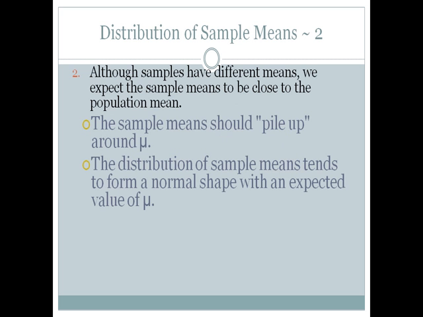2. Although samples have different means, we expect the sample means to be reasonably close to the population mean. And this causes the pile up around the population mean that we saw in that graph earlier. The distribution of sample means tends to form a normal distribution with an expected mean of the population mean. So the expected mean of the distribution of sample means is the same as the population mean.